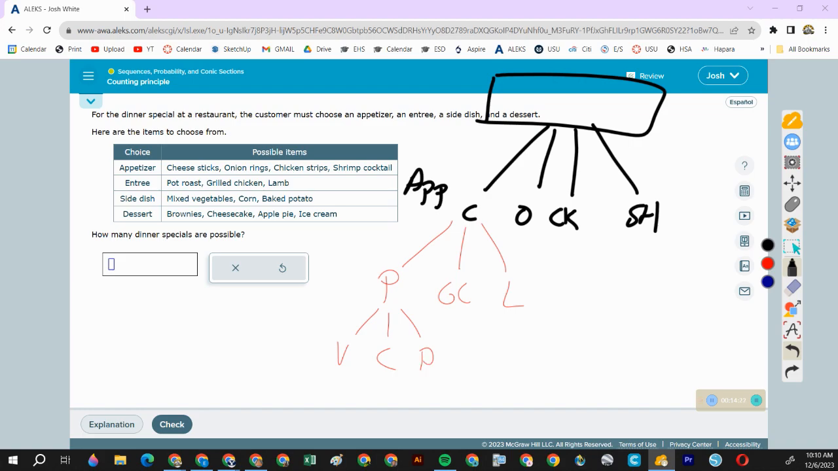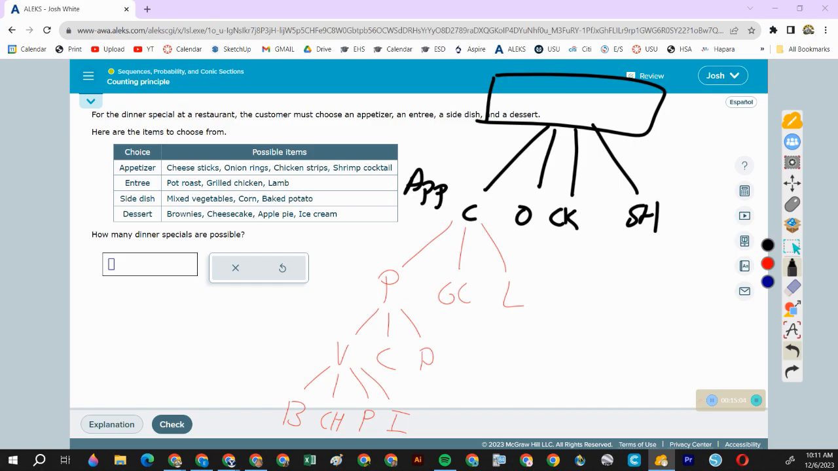And the vegetables can be linked with 4 desserts. Brownies, cheesecake, pie, and ice cream. Who wants to fill that out? I don't. That's a lot, right? Okay. So how do we figure this out if I don't want to go through and count them all? Any ideas? How do we multiply them?